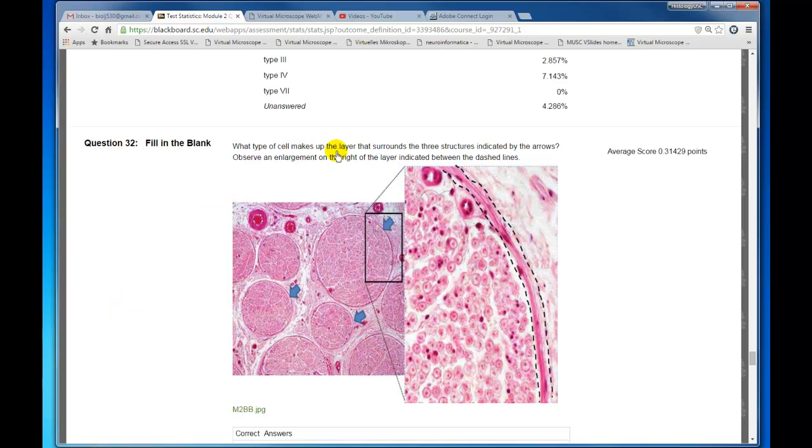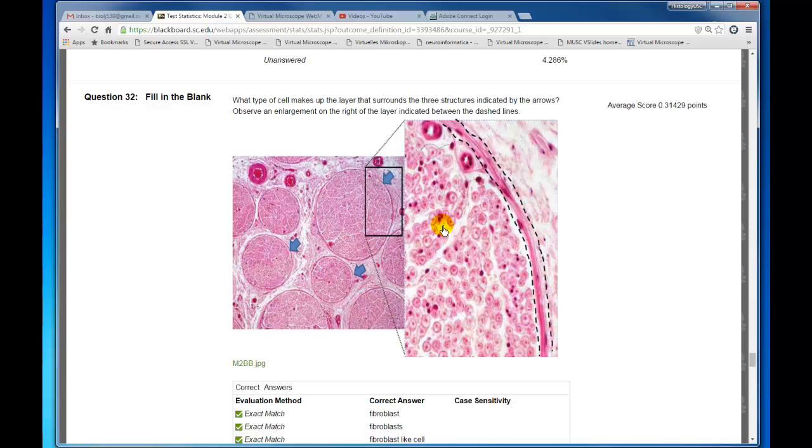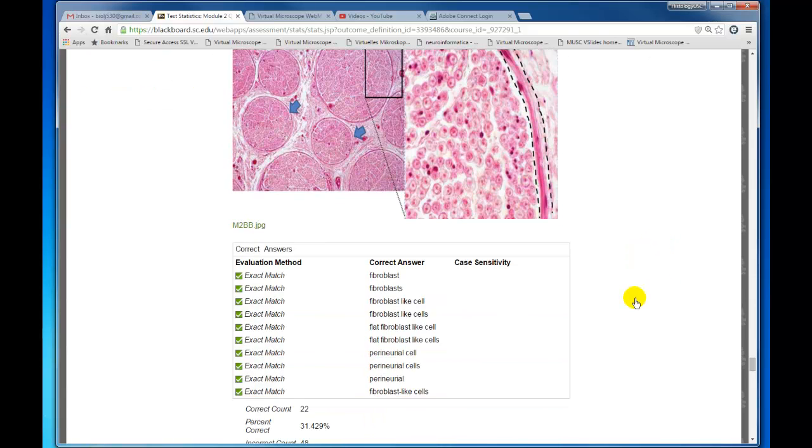And let's see, number 32. What type of cell makes up the layer that surrounds the three structures indicated by the arrows? Well, observe the enlargement on the right. And so you see the tissue between the dotted lines. So this is a fascicle, and you know that because you see all these multiple nerve fibers in cross-section. So this is wrapping a bundle of nerve fibers, a single fascicle. So what wraps a fascicle? Well, that's perineurium.